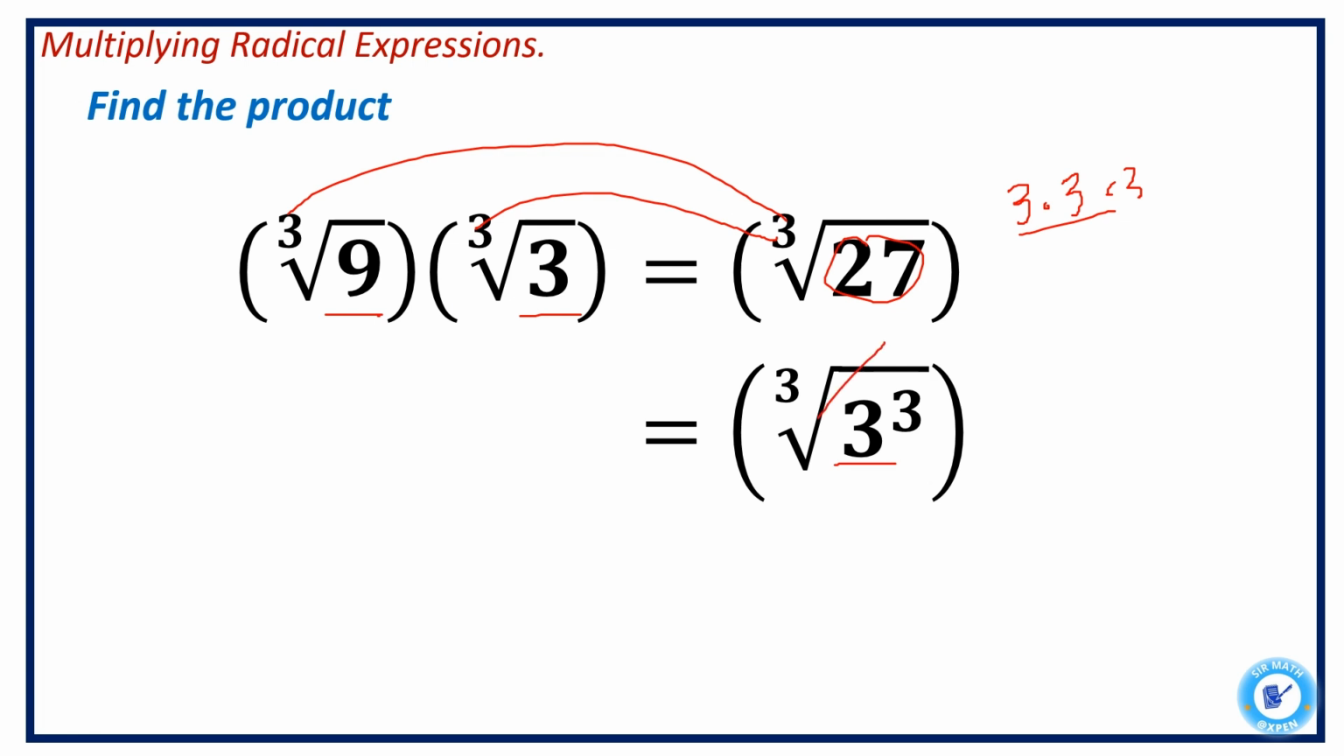Right after that, cancel out the radical symbol. Then, since the index and exponent are the same, just cancel them out. Write the remaining radicand, and you have your final answer.